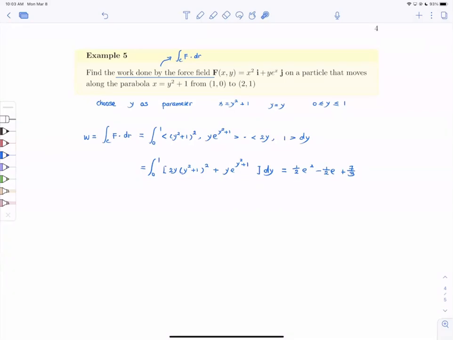Is there any question? Well, there are other ways to do it, but I think this is the easiest way. Definitely there are other ways to do it. Okay?